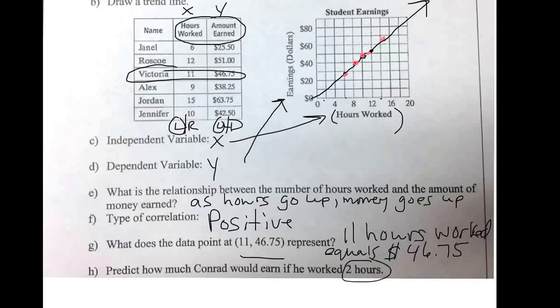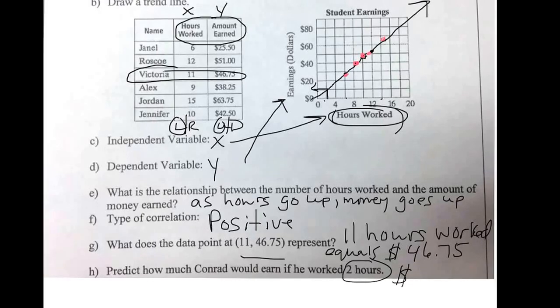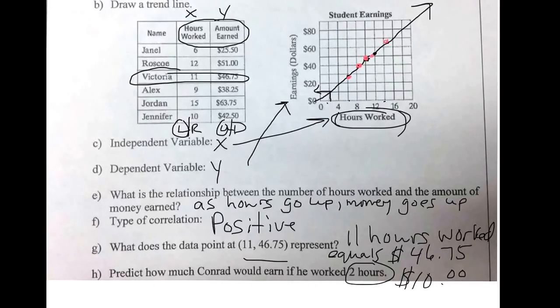So 2 hours, hours is on the bottom. So I'm going to go over 2, up, and across, and that tells me it's between 0 and 10. It looks like, between 0 and 20. It looks like it's about $10 for 2 hours worked.